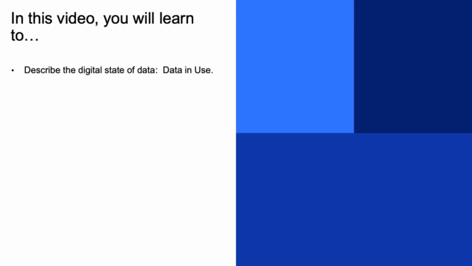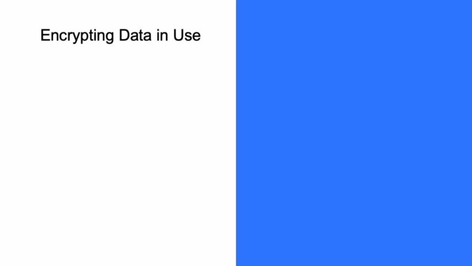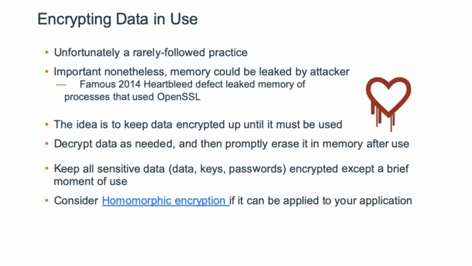In this video, you will learn to describe the digital state of data in use. Encrypting data in use, unfortunately, is not very often followed. Usually, a product loads data from disk, decrypts it, and then just works with it. Unfortunately, it's very dangerous because some classes of vulnerabilities could expose portions of memory of the product.